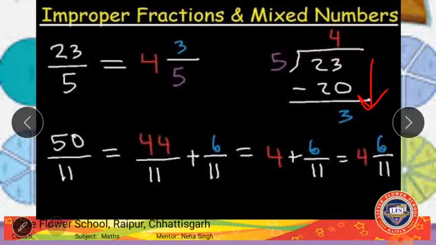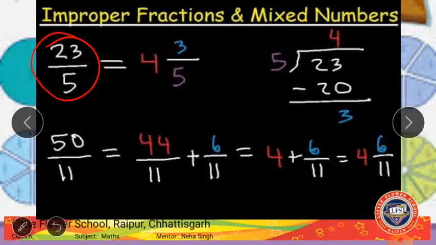Again I am repeating the steps. See what we have done. 23 by 5, we need to find the mixed fraction. We have divided 23 by 5. 5 4s are 20, remainder is 3, right? So the whole part is 4 and 3 by 5 is the fraction.